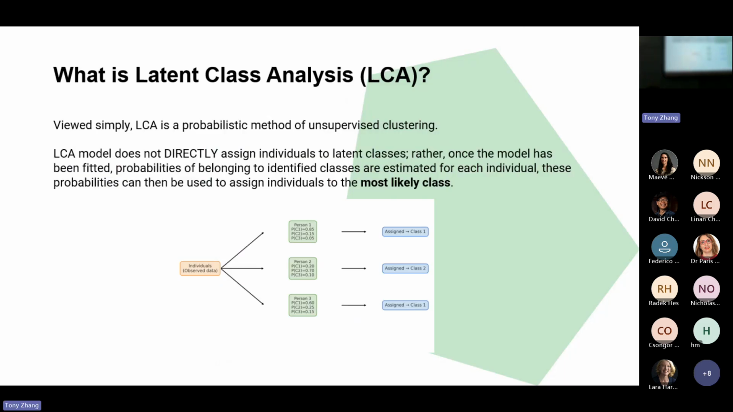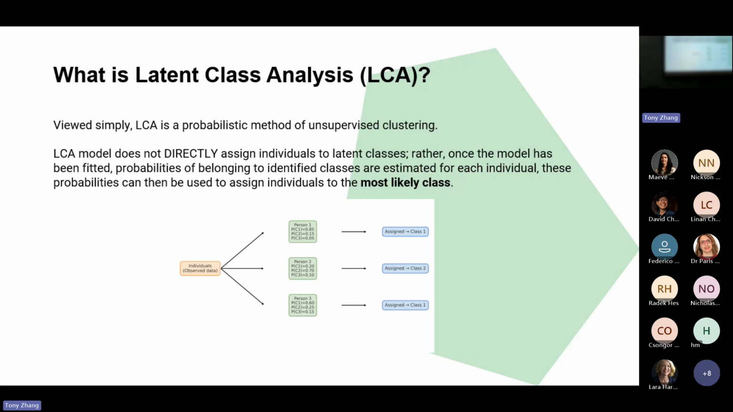Latent class analysis is a probabilistic method. That means it does not directly assign individuals to classes. Instead, once the model has been fitted, posterior probabilities of belonging to each identified class are estimated for each individual, and we use these probabilities to assign individuals to the most likely class.